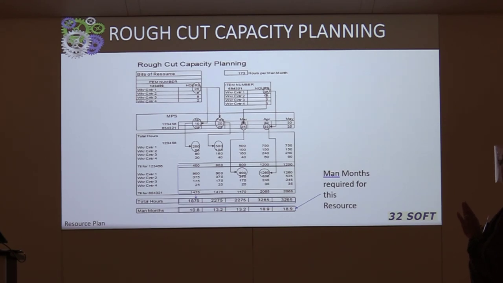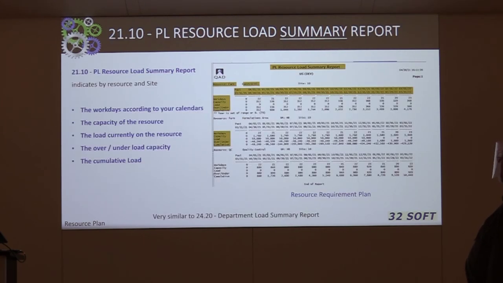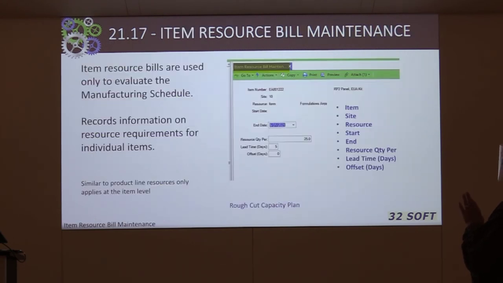And basically, this is just a simple spreadsheet that shows you how rough cut capacity planning works. You've got a part number, another part number, it extrapolates that down, sums it up, and gives you the resource requirement. That's exactly what QAD is going to do for you. So you've got a product line resource summary report that you can use. This is a great tool, so it's capacity over and under load.